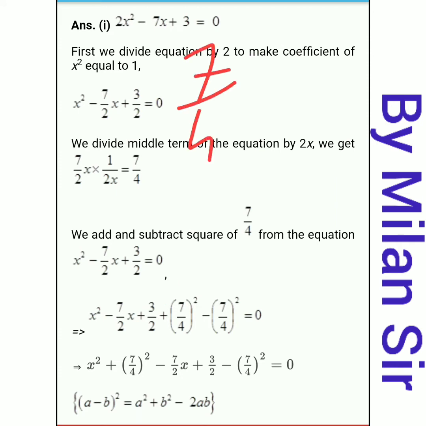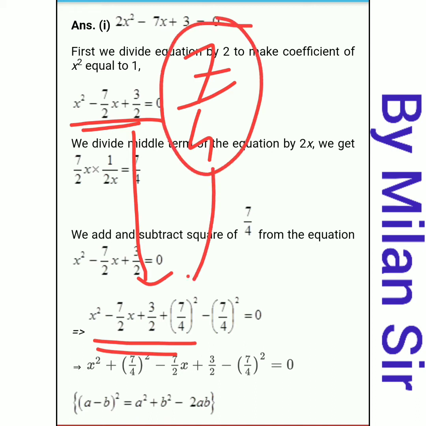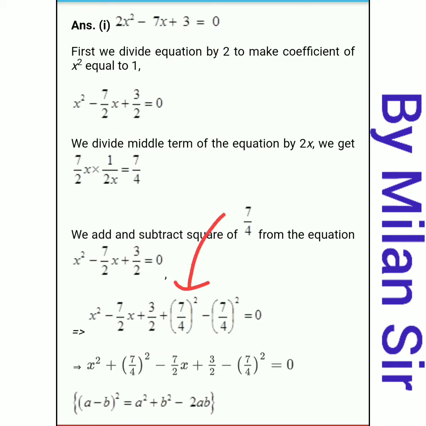First of all, write down the equation x square minus 7 by 2x plus 3 by 2. Then this answer we need to put here, all square, one time plus and one time minus. So we add 7 by 4 all square and subtract 7 by 4 all square. Why are we doing this? If we add 7 by 4 all square and subtract 7 by 4 all square, the question remains the same because this will become 0.